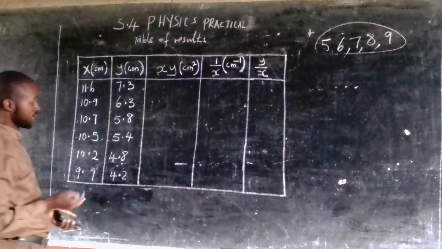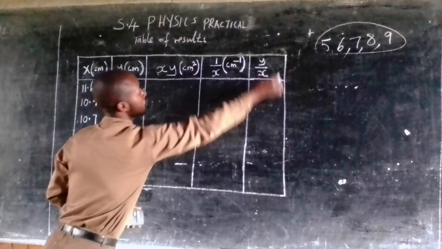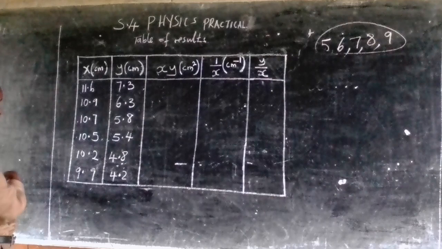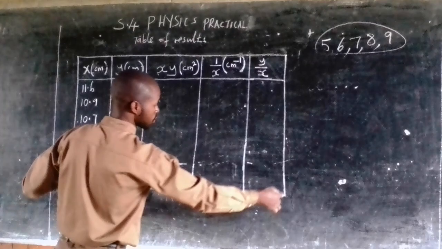It has to be enclosed everywhere. Don't let these lines exceed. Like, you find there is excess this side, you find there is excess this side. Let it be enclosed the way I have it.